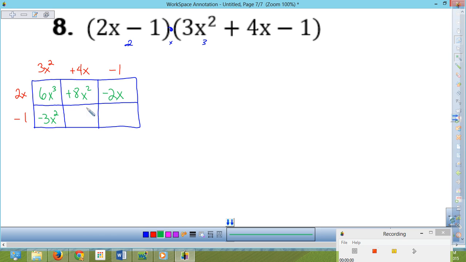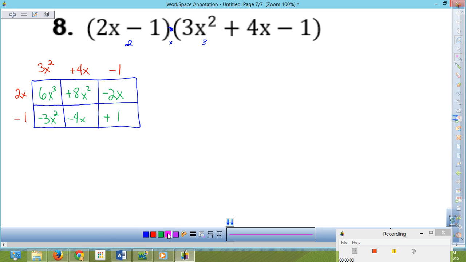Negative 1 times 4 is negative 4. And then just bring down the x. Negative 1 times negative 1 is positive 1. Make sure you don't make the mistake of making it a 2. We are multiplying, and 1 times 1 is 1.